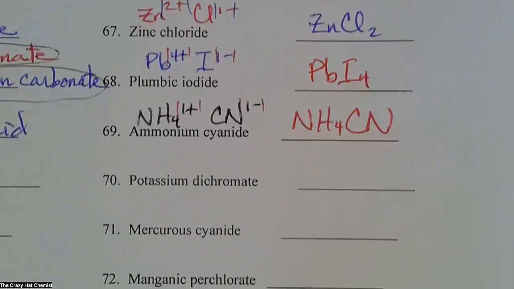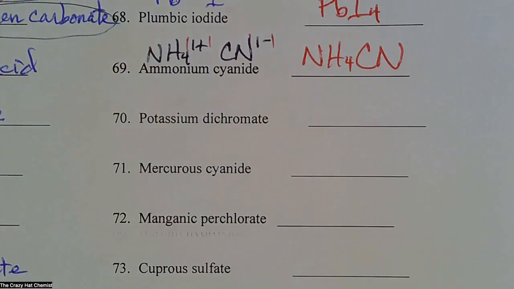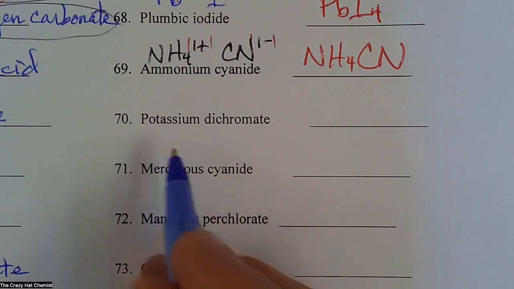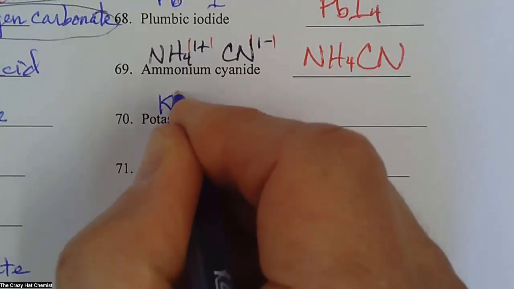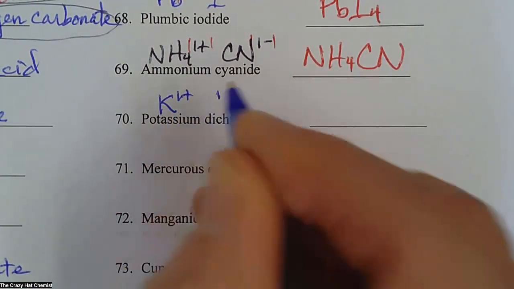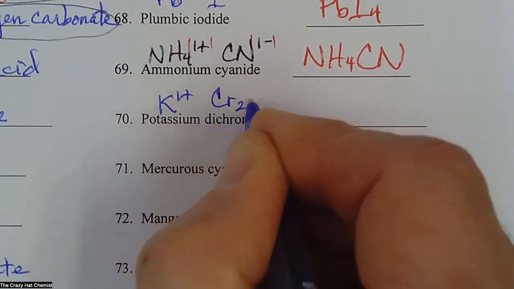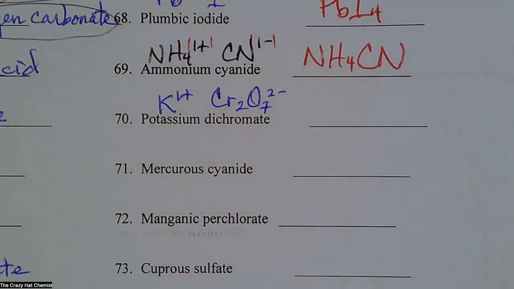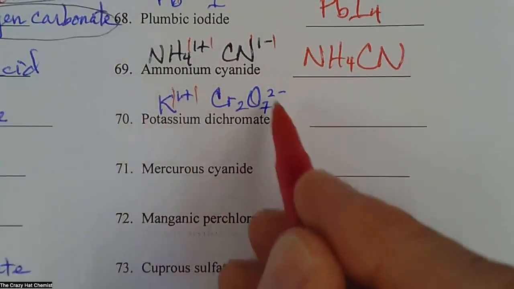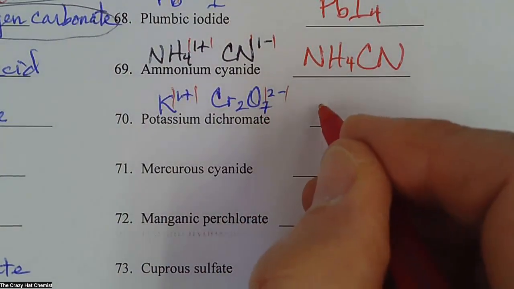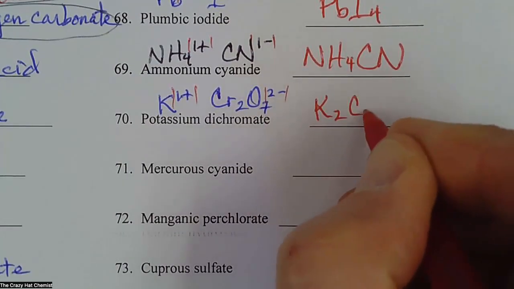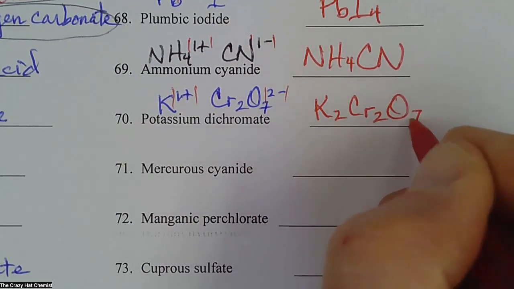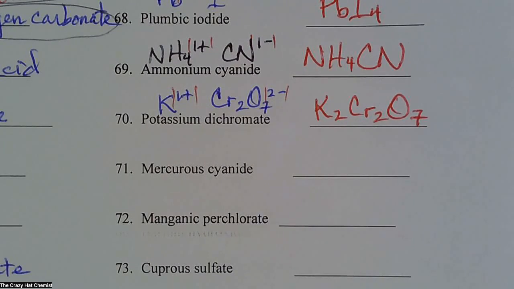Okay. All right, moving forward to number 70, we got potassium dichromate. Potassium is a group 1 cation. Dichromate is Cr2O7 with a 2-. We're going to take the absolute value of these two numbers, flip them, bring them down, and I get K2Cr2O7. That is potassium dichromate.